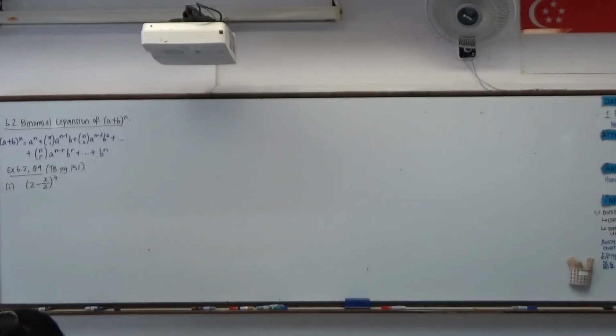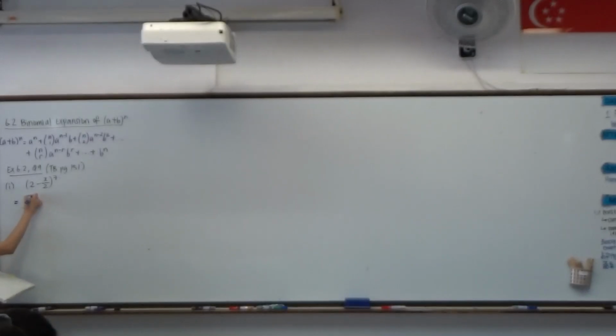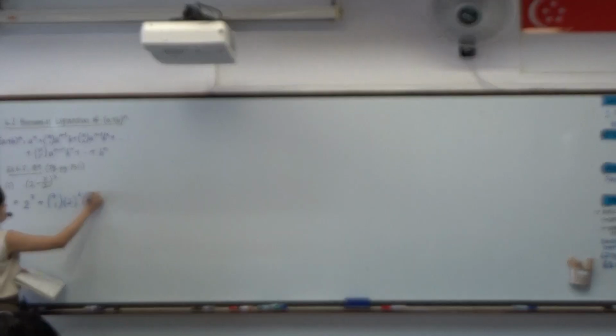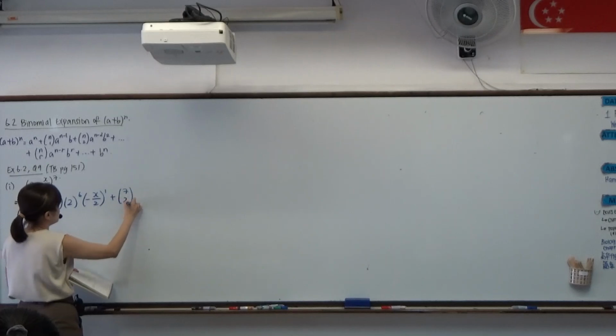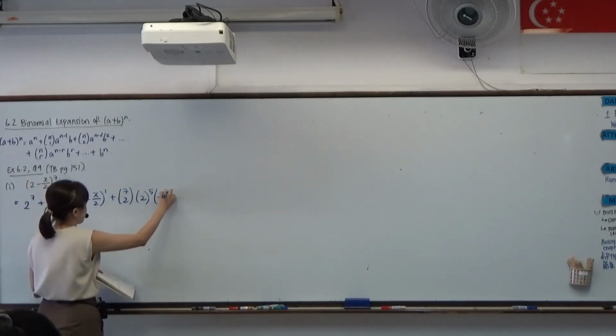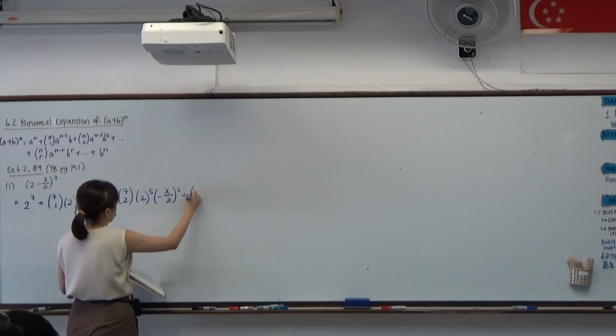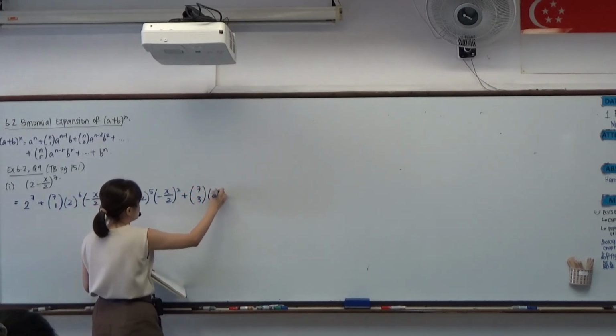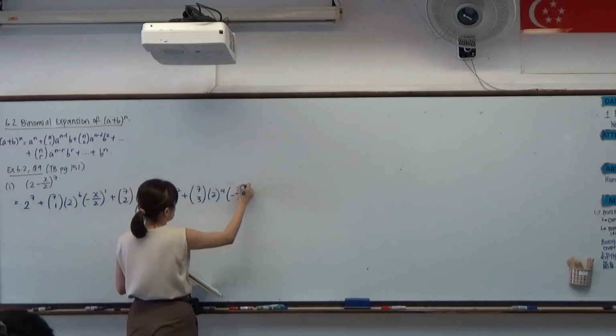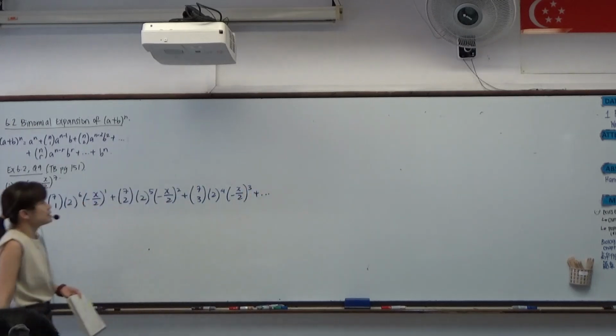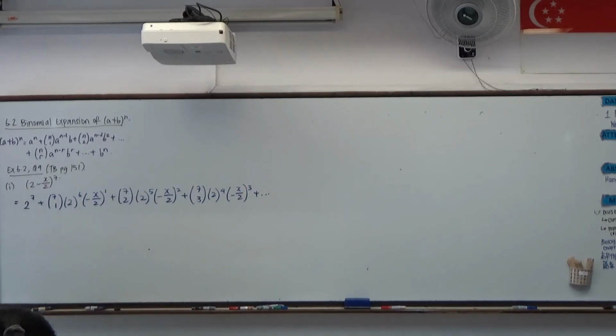Okay, so we are looking at the expansion of (2 minus x over 2) to the power of 7 in ascending powers of x, for the first 4 terms. Using the formula, we'll get 2 to the power of 7 first, then 7 choose 1, 2 to the power of 6, negative x over 2, power of 1. So for the expansion, you should be able to get this.